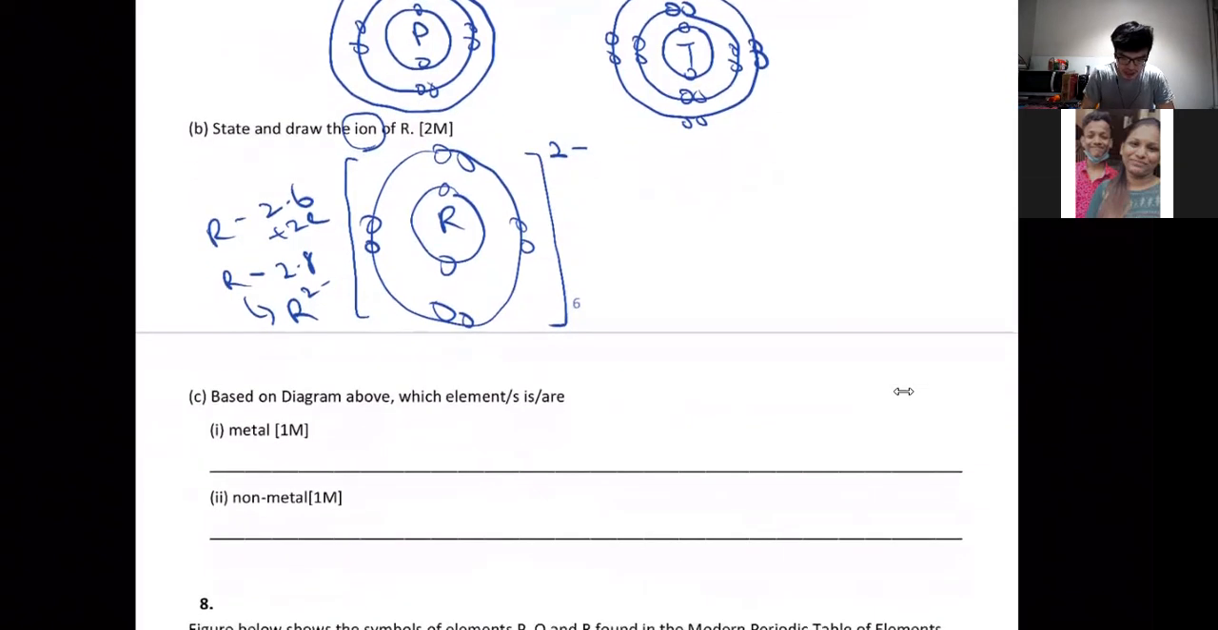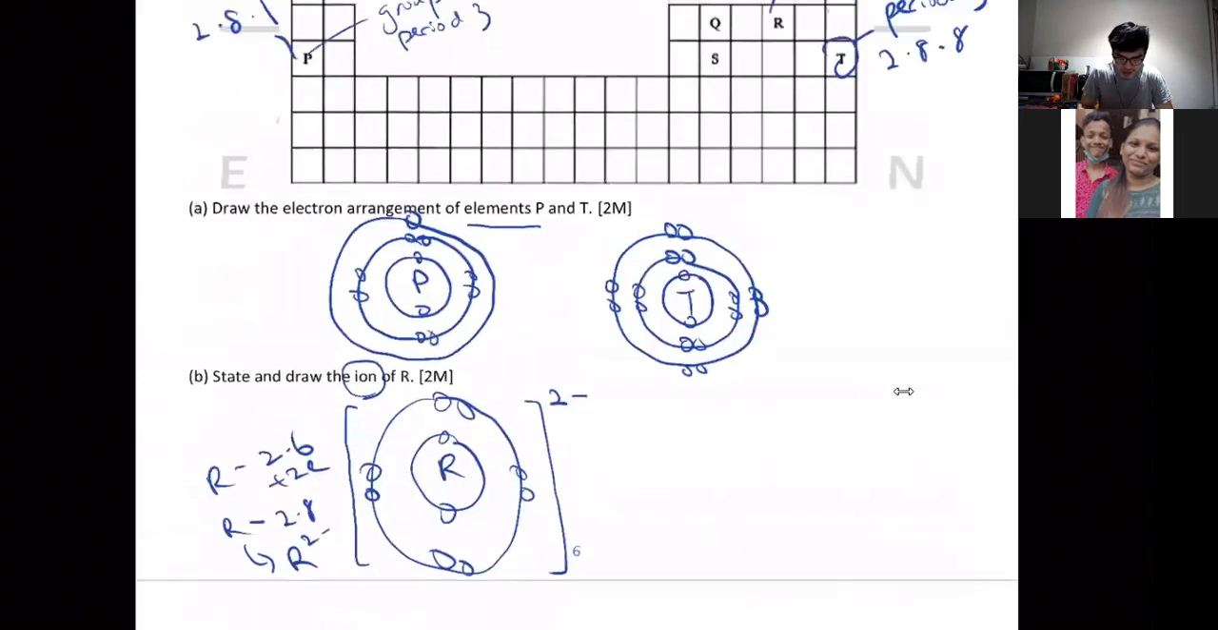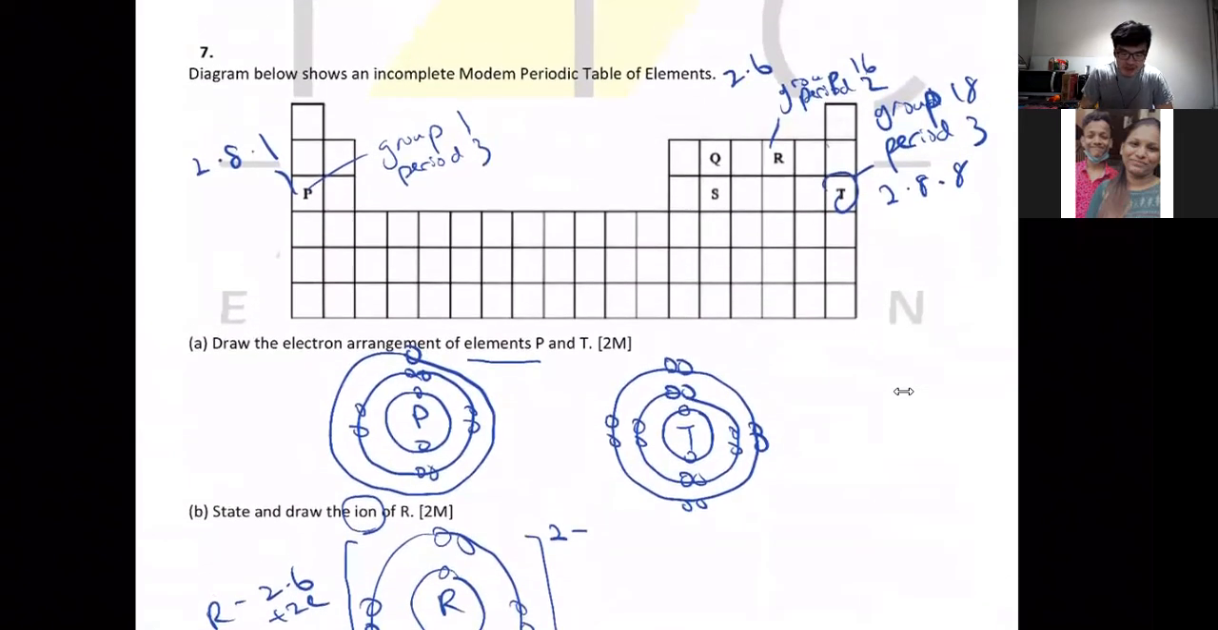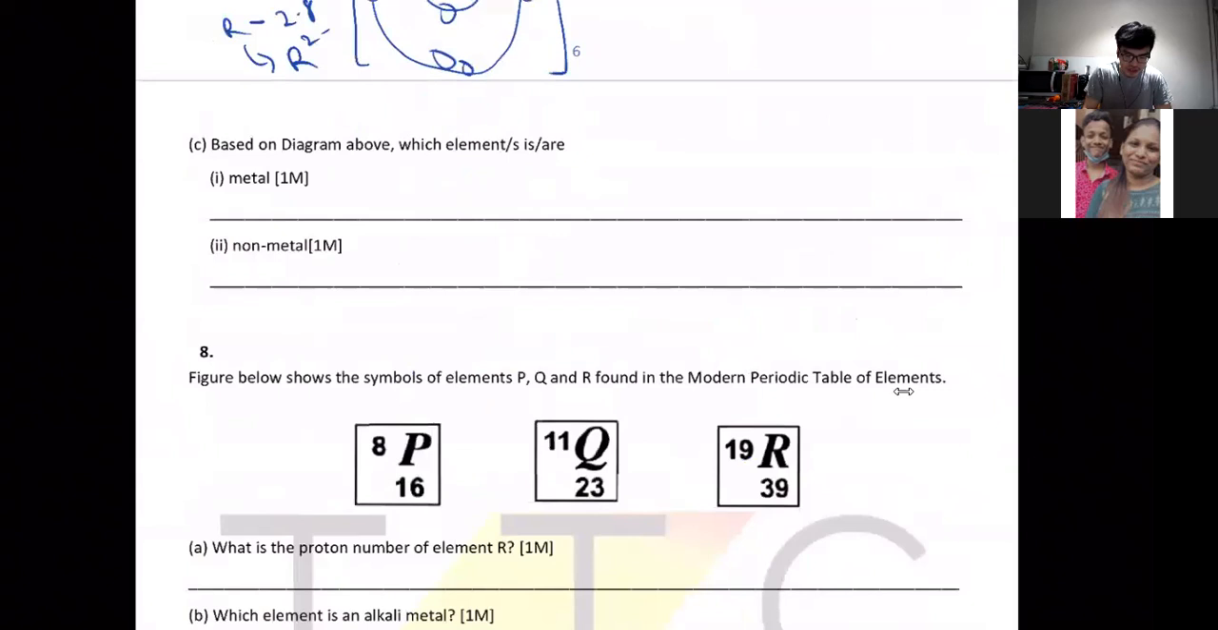Next one, C. Based on the diagram above, which element or elements are metal? Let me shade the semi-metal first. Semi-metal is here. Remember 1, 2, 2, 2. This row is semi-metal. Anything to the left side is metal, which is P. Anything to the right side is non-metal, which is QRT. So metal is P, non-metal is QRT.